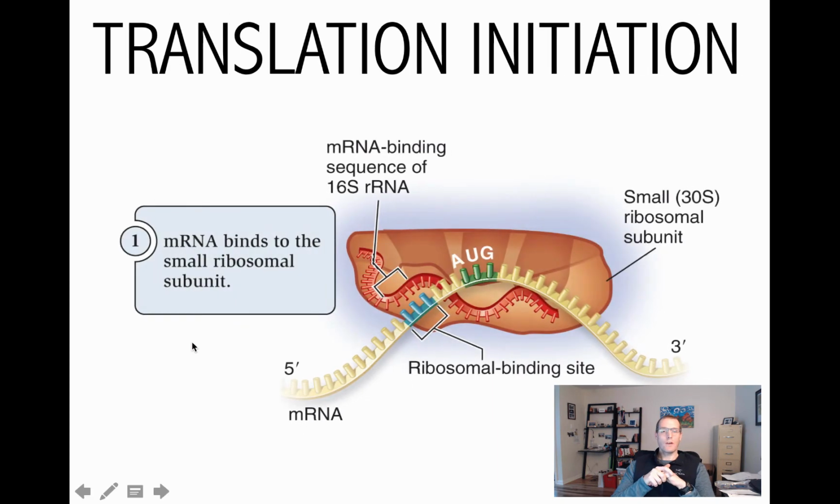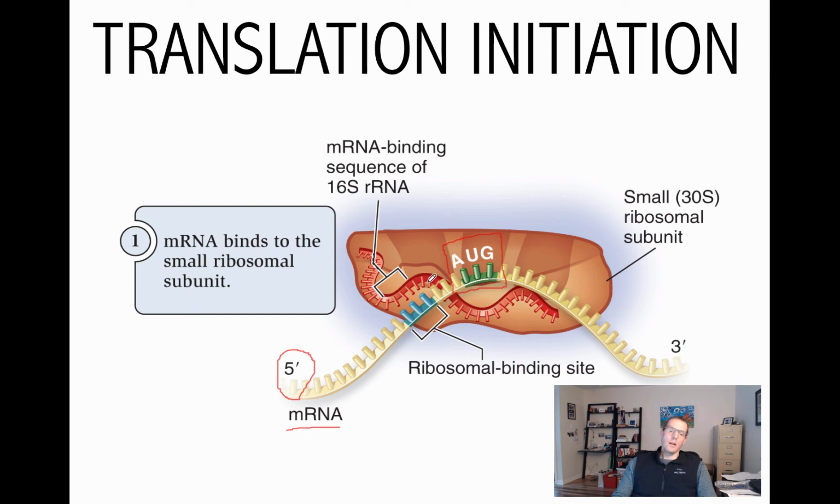Let's take a look at the process of initiating translation, and this will help you understand a little bit more about how this decoding process occurs using the genetic code. The first thing that's going to happen when you start translation is that an mRNA in the cytoplasm of the cell, so this always begins in the cytoplasm, here's our mRNA, is going to be grabbed by a small ribosomal subunit. It's grabbed at the 5' end, and then the small ribosomal subunit scans along until it finds the first AUG that it comes across.